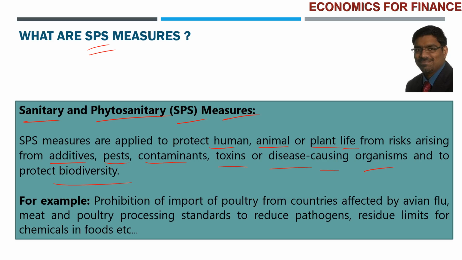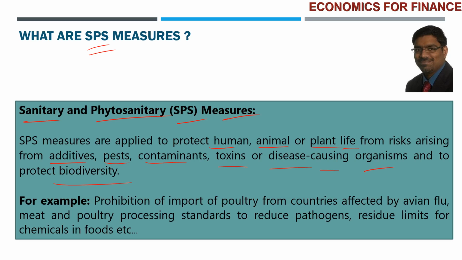But there might be so many other things, like disease-causing organisms, that might be part of products also. They are attached to that. Unless we check them properly, unless we have proper measures in place, which are called SPS measures, sanitary and phytosanitary measures. We want our country clean, boss.